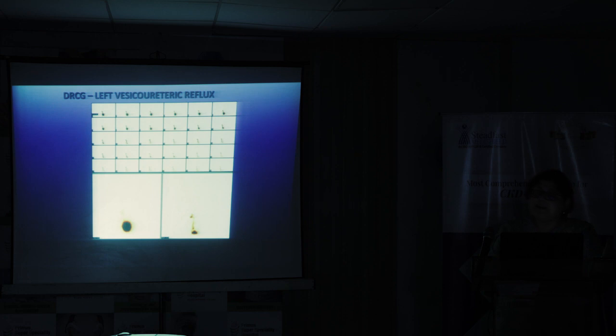So there is something called DRCG, direct radionuclide cystourethrogram. What happens in this is that we inject the tracer into the bladder directly through a suprapubic puncture, then ask the patient to void. And once you void, in patients who have vesicoureteric reflux, the tracer goes up, it refluxes into the ureter and into the renal pelvis. So this is similar to an MCU.